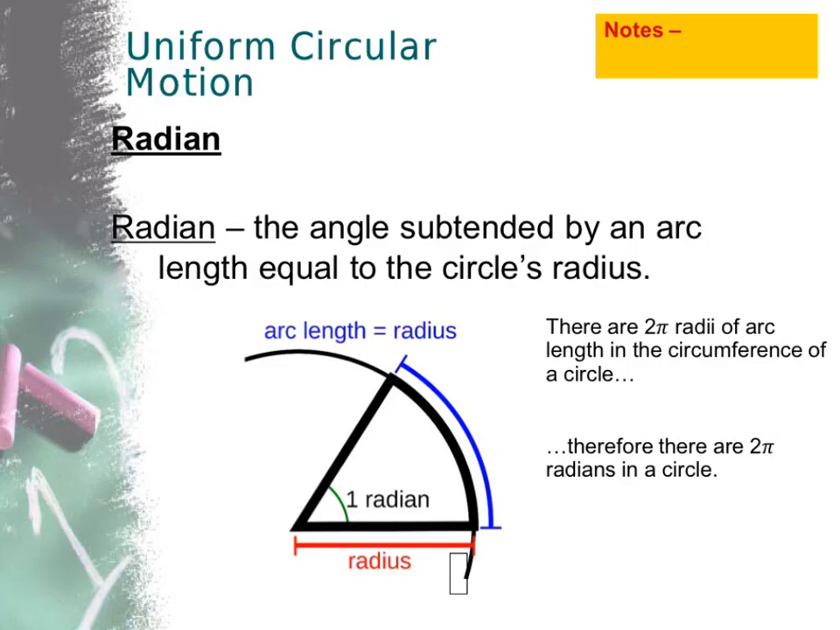So to give you an idea of how radians work, there are 2 pi radii. In other words, if I did this around a complete circle, how many of these arc lengths would I get? How many radiuses, or radii actually is the plural word? We would get 1, 2, 3, 4, 5, 6, and 6 would bring us a little bit less than where we need to be. It's actually somewhere around 6.28, but it's exactly equal to 2 pi. So there are 2 pi radii of arc length in the circumference of a circle.